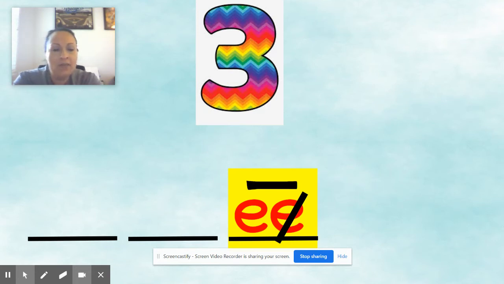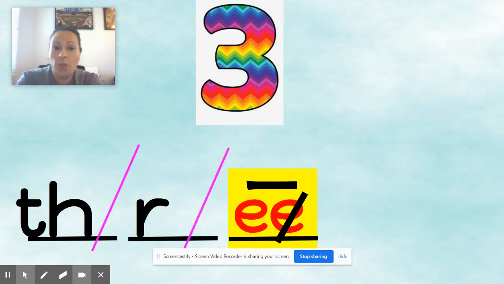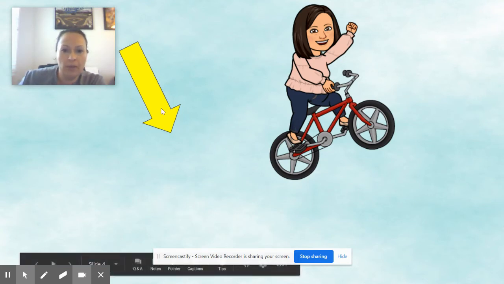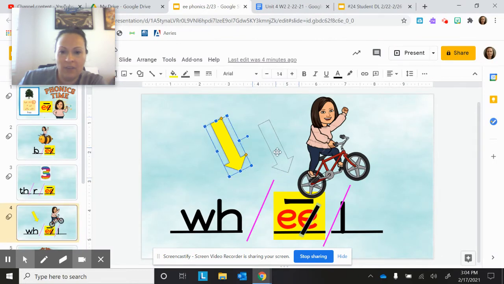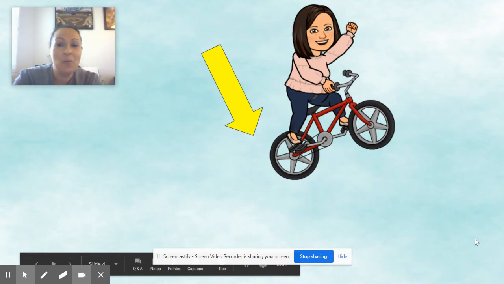Okay, now let's fill in those other letters that made the sounds. What letters make the th sound? What digraph? TH. And what makes the r sound? R. Now let's break it into its component parts. Oh, look at that. That arrow is supposed to point right over here, and it's not quite there, is it? Now, it's supposed to be pointing to the wheel, and I think I want to fix that here. Okay, that is my wheel, okay?